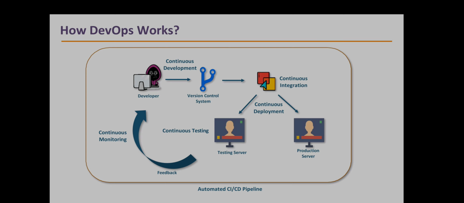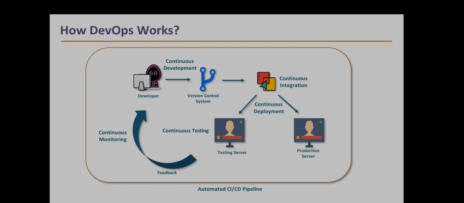How DevOps works? So in continuous development, developer is there. So from developer, after committing that code, it will go into the version control system. From that version control system, it will go to the continuous integration by using Jenkins. Jenkins is an automation tool, so we can achieve continuous integration by that tool. So after continuous integration, we have to deploy that code by using continuous deployment.